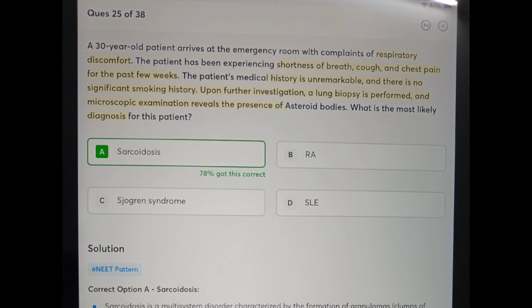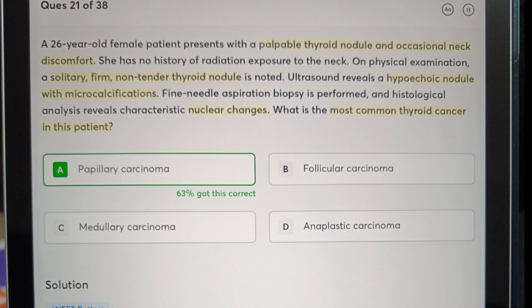Next question, see the last line is written, what is the most common thyroid cancer? So just by what is the most common, we know it's papillary carcinoma. So papillary carcinoma should be the answer. Even if you can't understand what the first lines and everything else are talking about, just by the last line we can understand that it's talking about papillary carcinoma, which is the most common thyroid cancer.